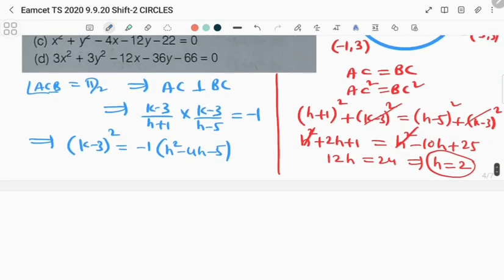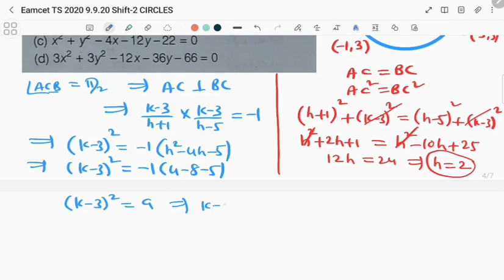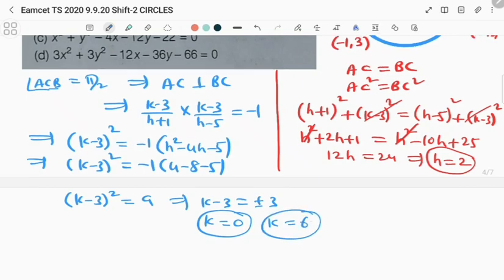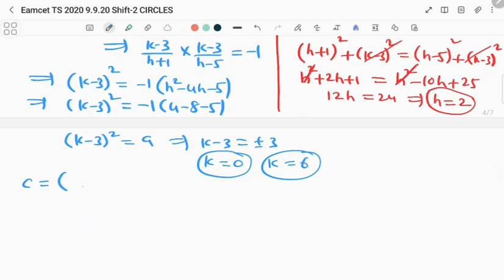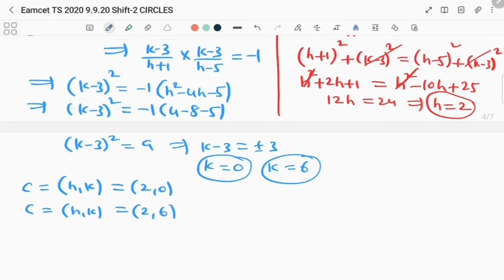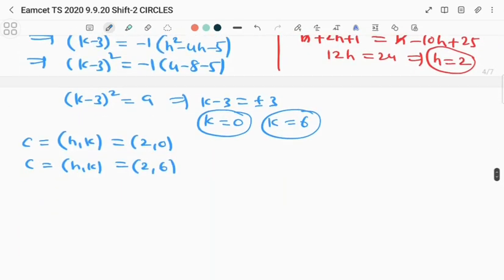The h value is 2, no? Substitute in this. So what will come? (k minus 3) whole square is equal to minus 1 into (h square minus 4h minus 5), that is 4 minus 8 minus 5, so minus 9, minus into minus plus, so (k minus 3) whole square is equal to 9. So that implies k minus 3 is equal to plus or minus 3. If we take k minus 3 equal to minus 3, the value of k is 0. If we take k minus 3 equal to plus 3, k value goes to 6. So two possibilities for the center (h, k): one possibility is 2 comma 0, another is 2 comma 6. By observing the options, x comma y is there, so no chance of center 2 comma 0. So obviously we go for 2 comma 6.